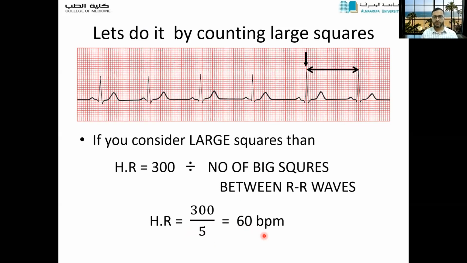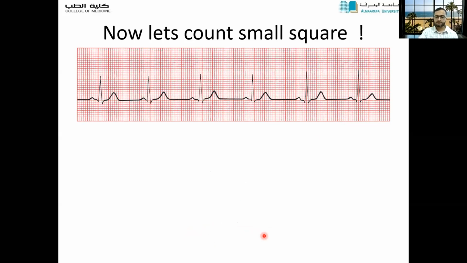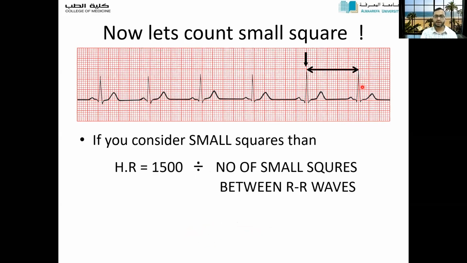Now we can do the same thing by using the small squares. Mark the R wave which falls on the darker line, count the number of small squares to the next R wave. This is 5 big squares, so I can convert them into smaller squares, that is 25 small squares. This time the formula will be different, that is 1500 divided by the number of small squares. 1500 divided by 25, and the answer will be 60 beats per minute. So this is very simple.